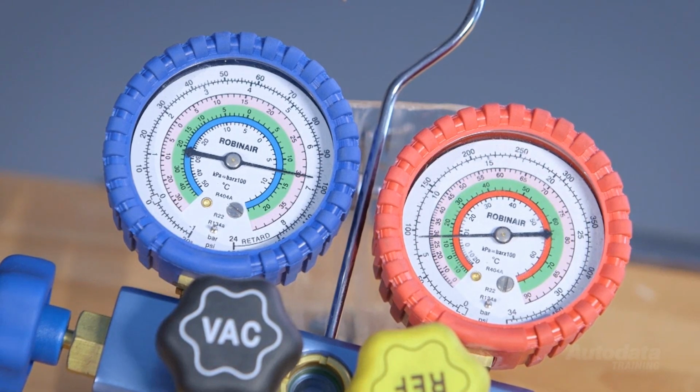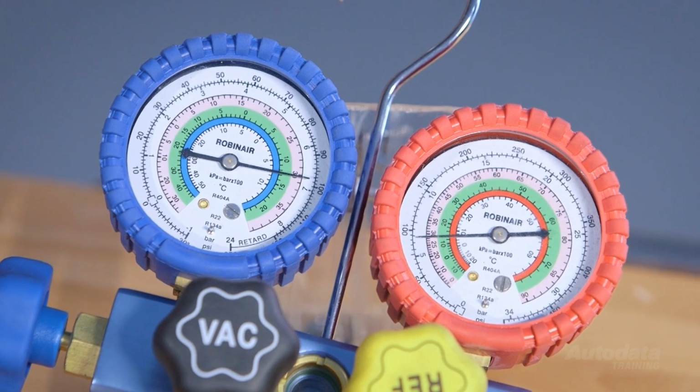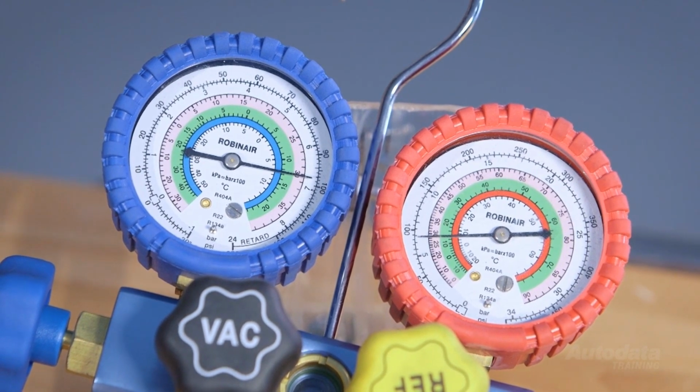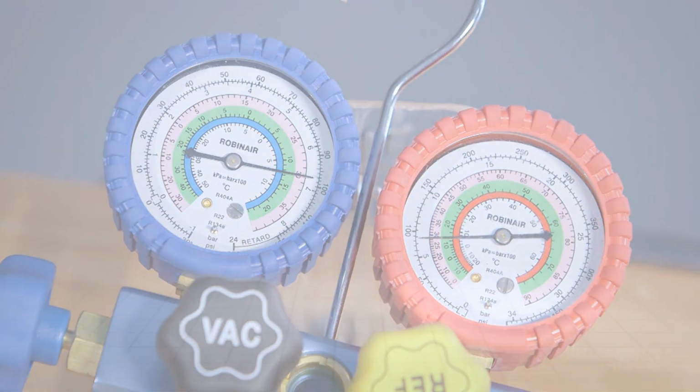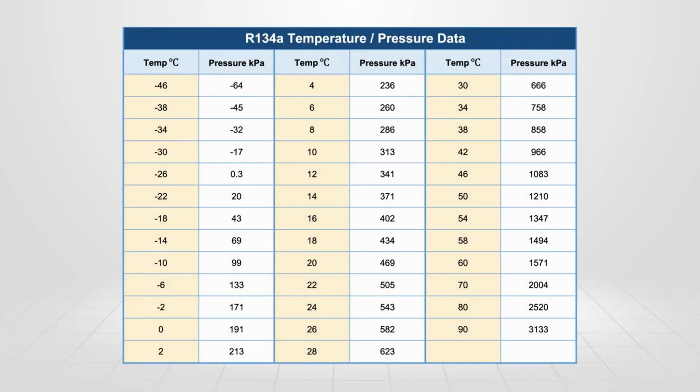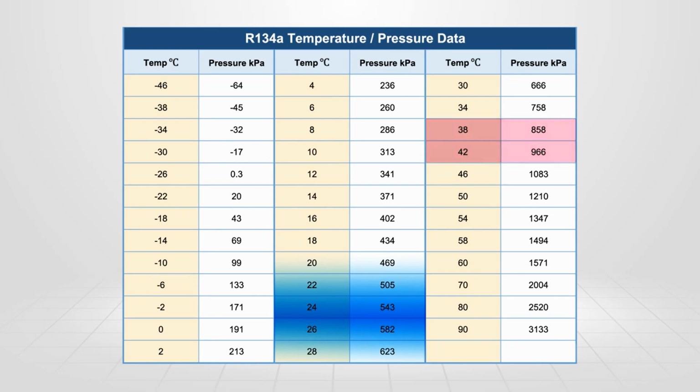Typical pressure values on an R134A air conditioning system with the vehicle not running should be between 500 and 700 kPa on both high and low pressure gauges. These values would be seen if the ambient air temperature is around 25 degrees Celsius. An increase or decrease in ambient temperature will likewise affect these pressures. A higher temperature means a higher pressure, while a lower temperature will equal a lower pressure.